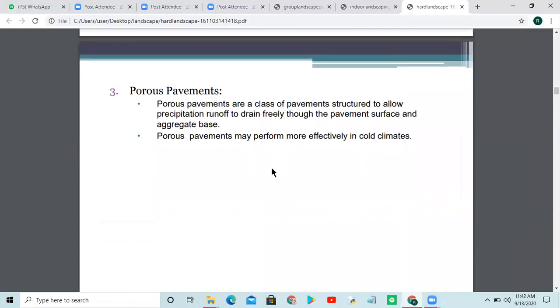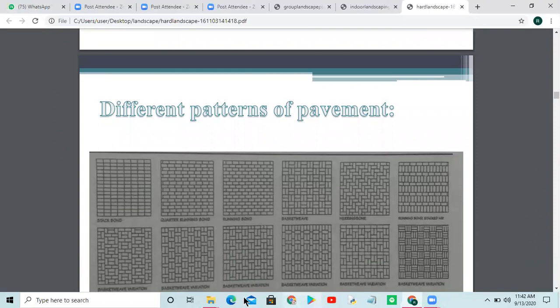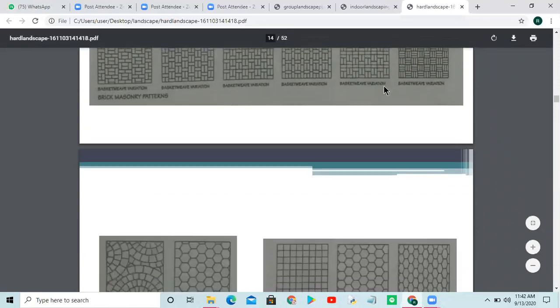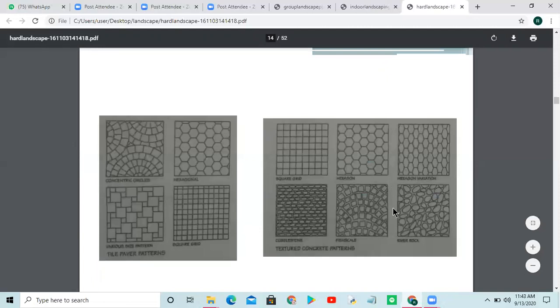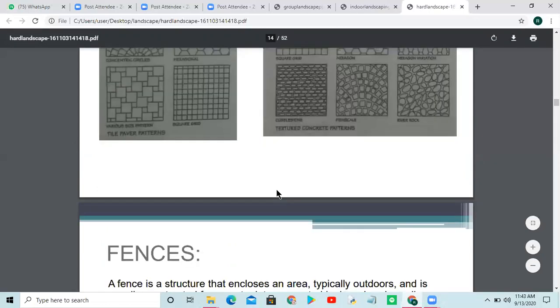Then there are certain porous pavements. You can create different patterns out of the same particular block by arranging them in different ways. These are the various varieties of bondings that you can create. Any shape block you can take, and you can create pavement patterns, or even jogging tracks, or pedestrian walkways with this.